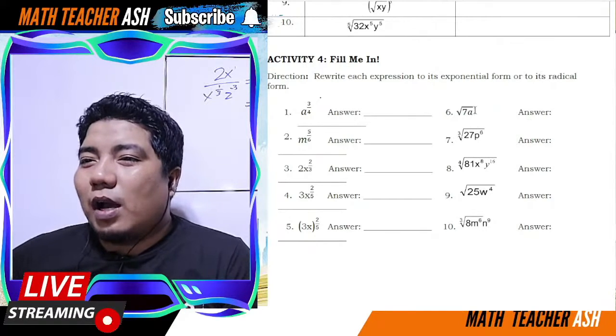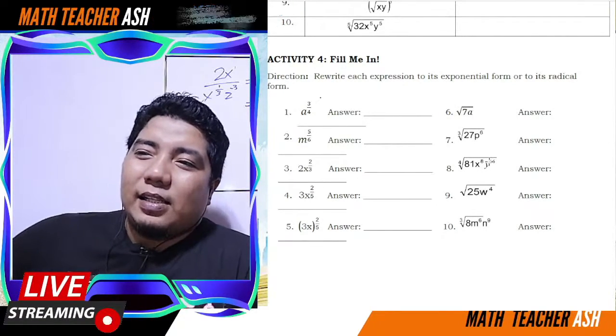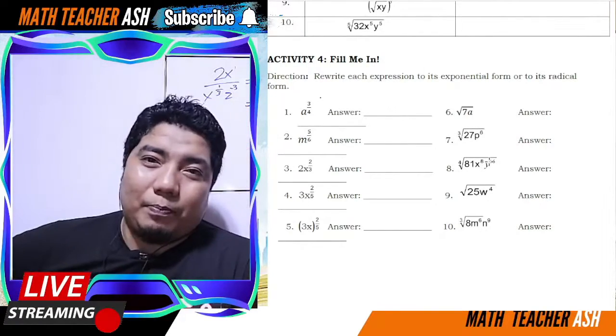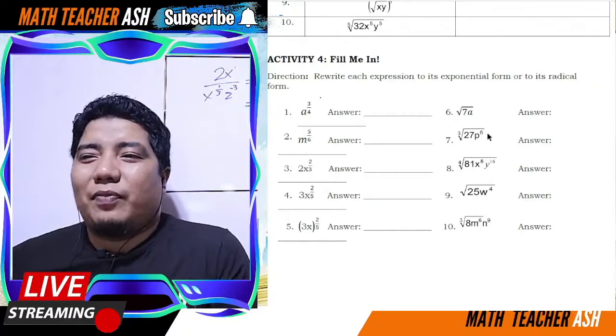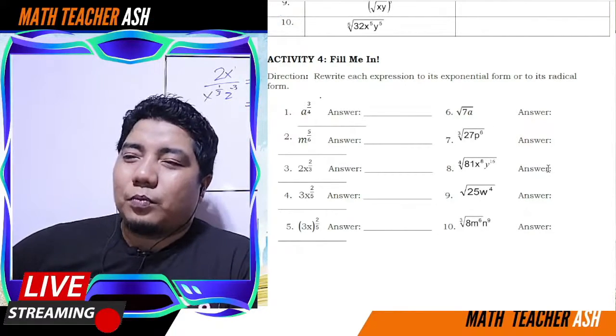Now, question, what if a radical is the given? Okay, this one. Okay, number 6. The square root of 7a. So, that will become the quantity 7a to the power of 1/2. Okay, very easy. Now, this one, number 8.